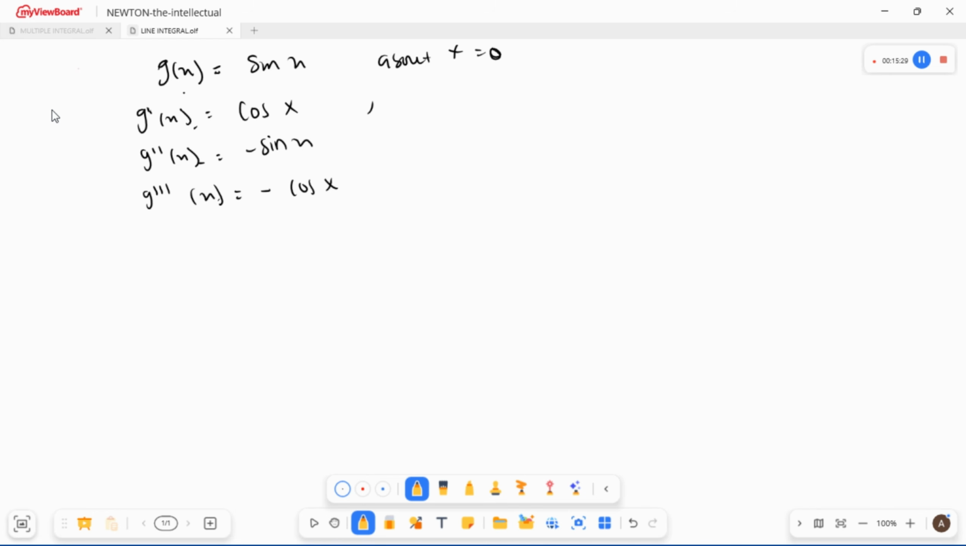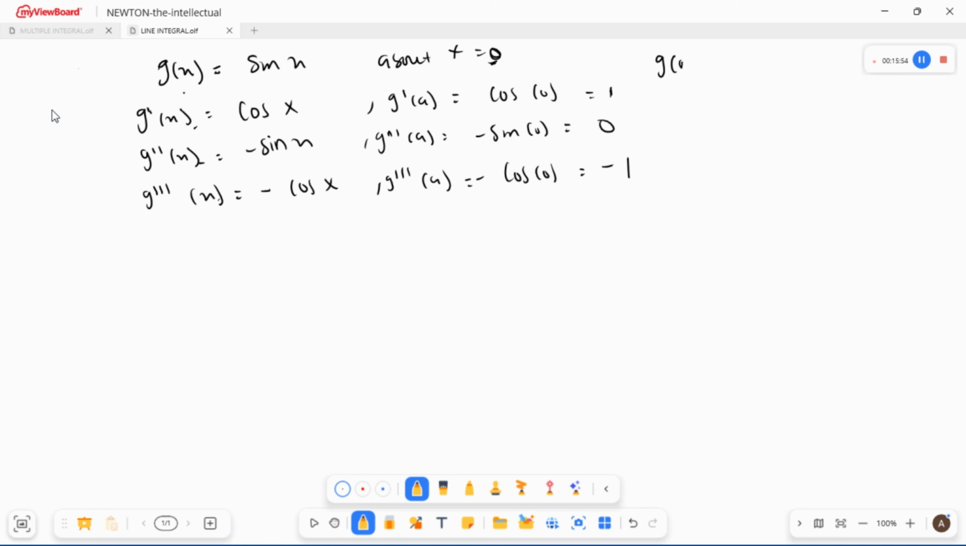So we're going to go for g prime of a, which is going to be cos of 0, because a is what? A is 0 and cos of 0 is 1. Then we'll go for g prime prime of a, which is going to be minus sine 0, which is 0. Then we have g prime prime prime of a, which is minus cos 0, which is equal to minus 1. Then don't forget we have g of a, which is equal to sine of 0, which is equal to 0. So these are our values.